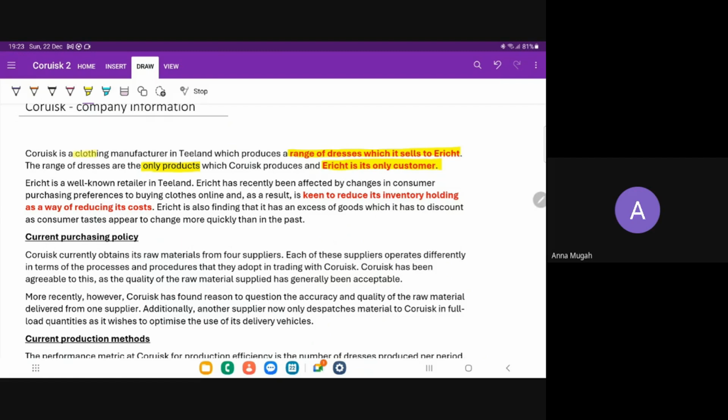The company is in the clothing manufacturing business, right? Something which is quite unusual is that the range of dresses are the only products. I mean, if we were producing jeans, we would be producing multiple different types of jeans, but we are only producing one product, which Corsic produces, and Erich is its only customer. So probably if something went wrong with this customer, we will end up without any sales. So this is quite scary. This is a risky thing, right? This is a problem which should be kept in mind, right?